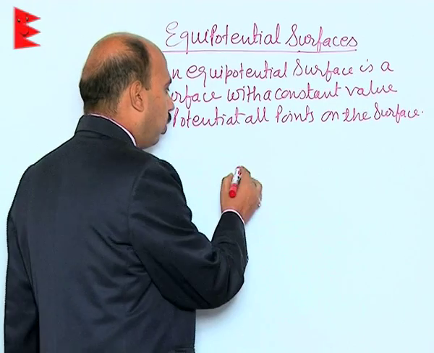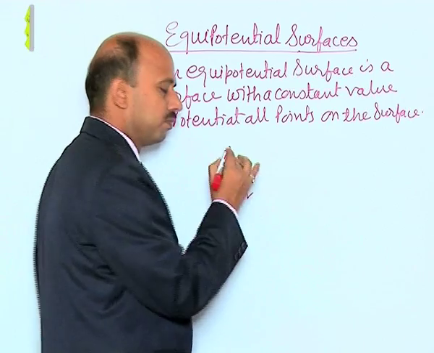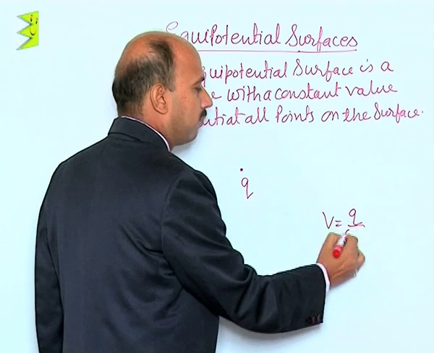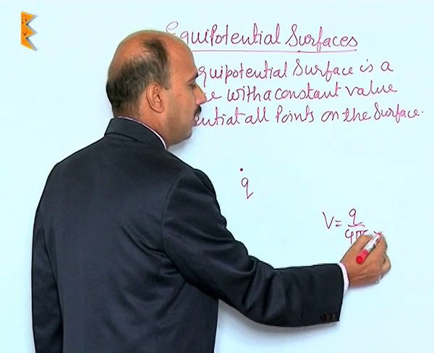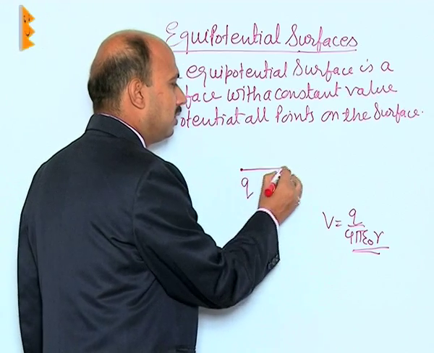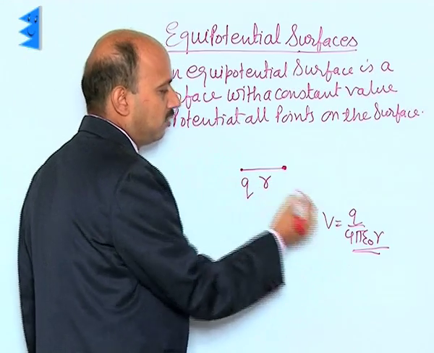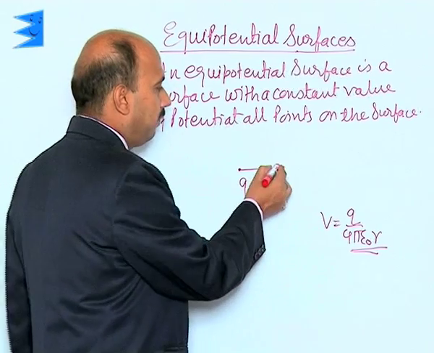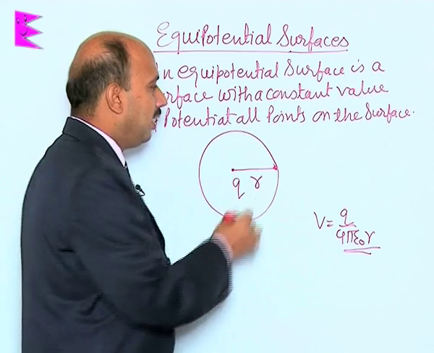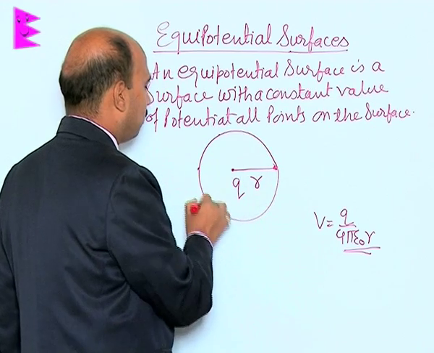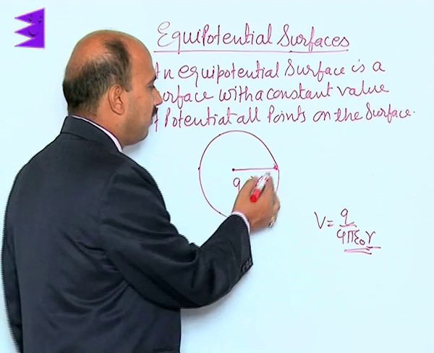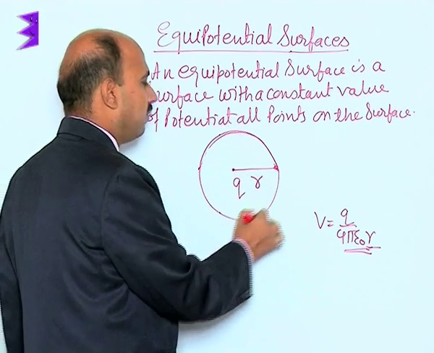Suppose you have a point charge over here, q, and we know V is equal to q upon 4 pi epsilon naught r. This is the potential at any point at a distance r. So if you take this distance r, at this point the potential is this much. If you draw a sphere here like this, you will find at every point on this surface the potential remains the same because r is the same. So this surface is known as an equipotential surface.